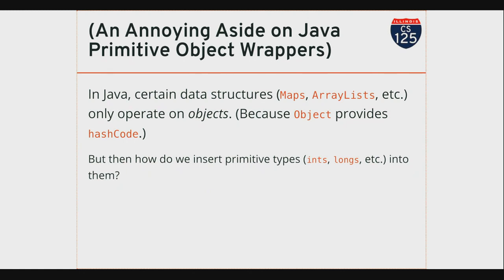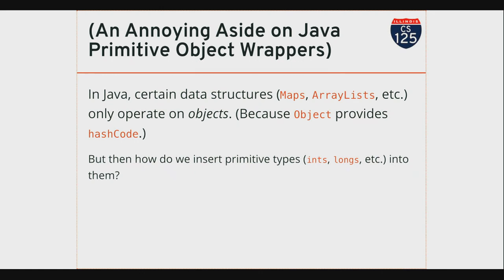Okay, so remember we had those primitive types? Like int, long, stuff like that. Those turn out to be annoying at this point in our life. Everything else in Java is an object, and objects have methods like hashCode and equals. We want to be able to use those methods sometimes, but we still want to work with things that are like integers, longs, and so on.